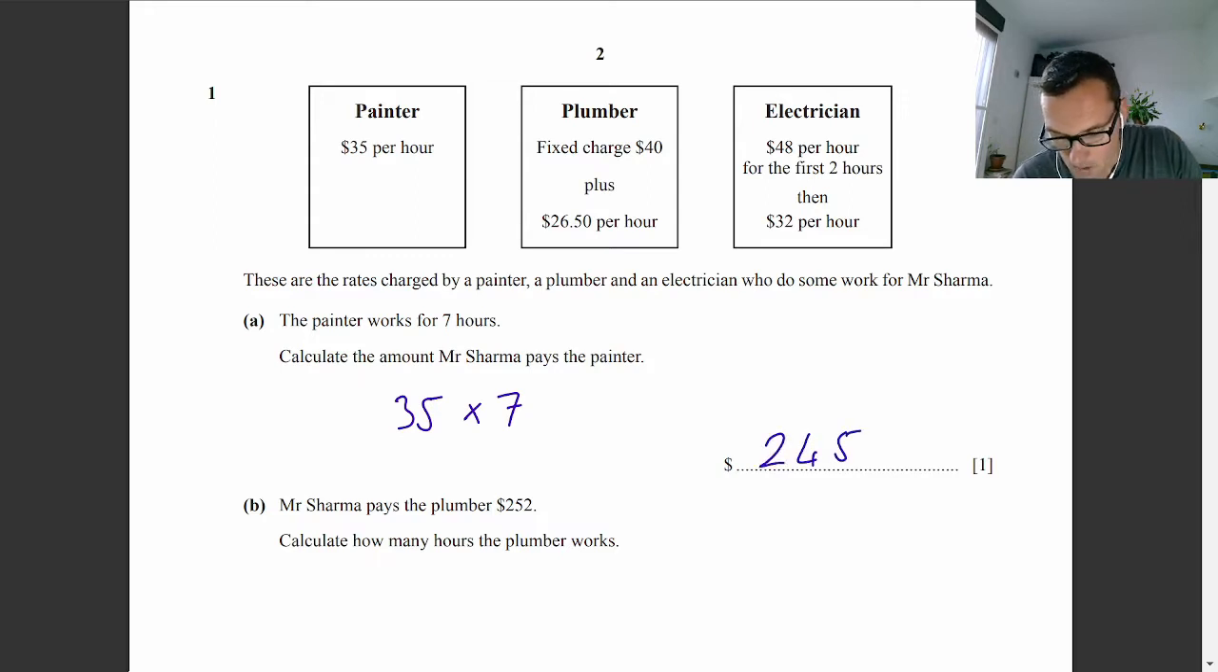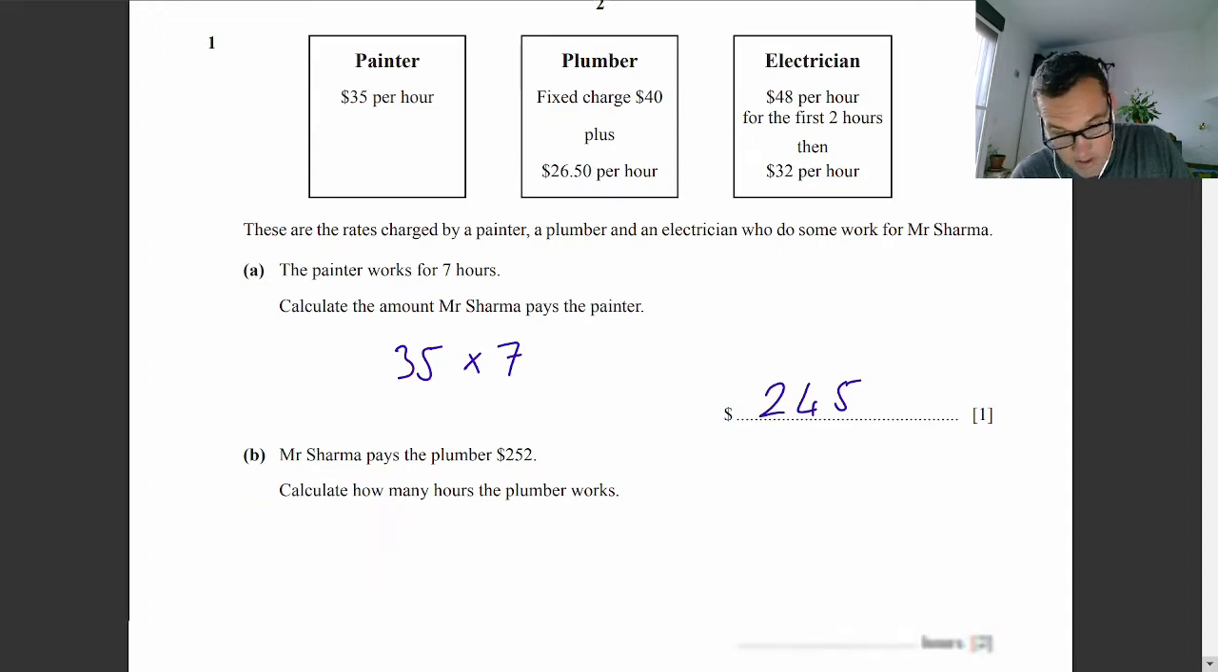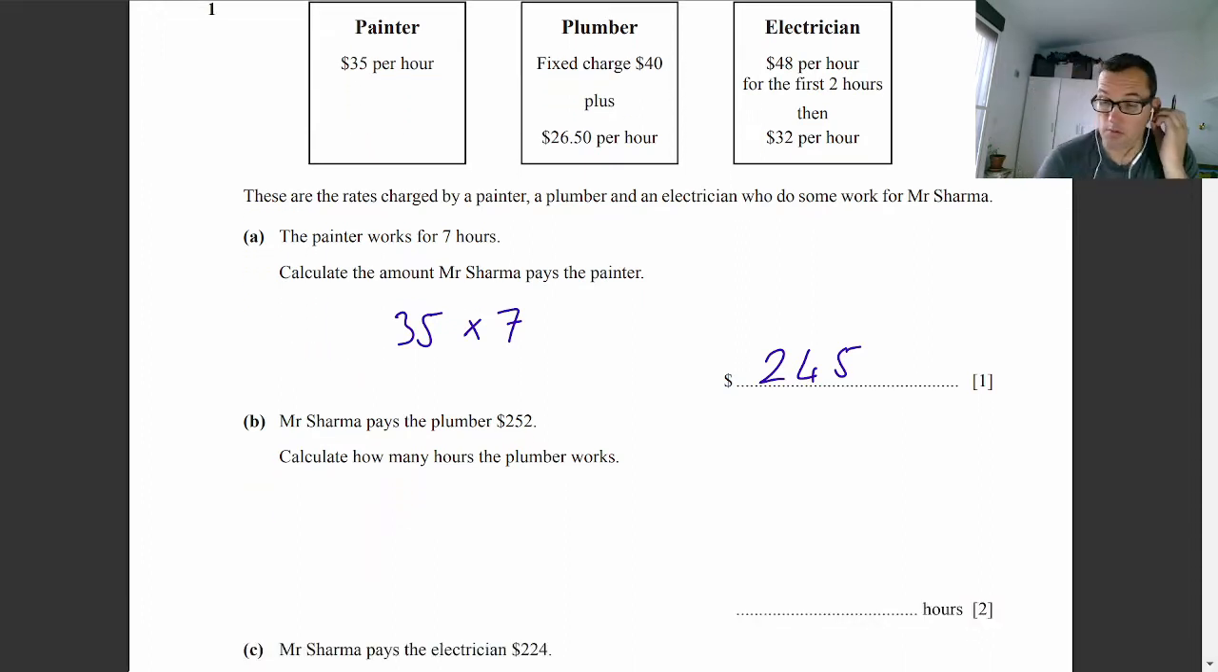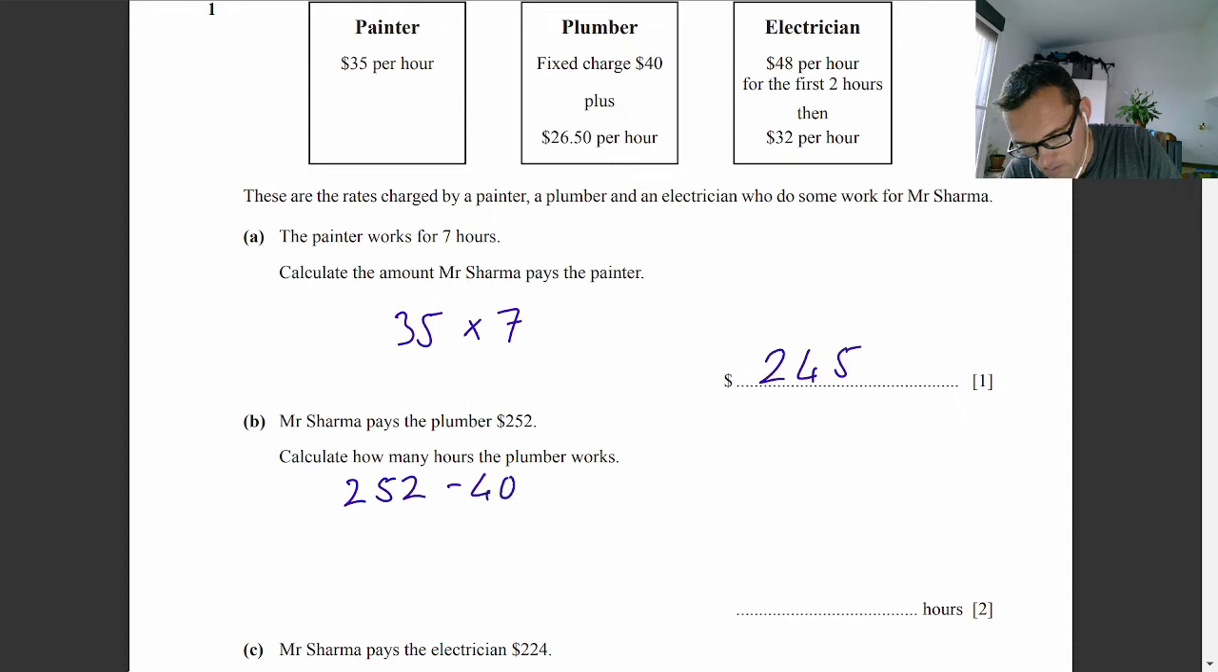Okay. Question B says Mr. Sharma pays the plumber $252. Calculate how many hours the plumber worked. Okay, so be careful. This is not that straightforward because there's this fixed charge of $40, which means the plumber gets paid $40 and then he starts to do his work. So first we need to subtract that $40. So it's 252 subtract 40. That is $212.